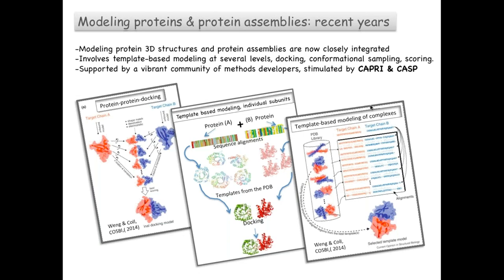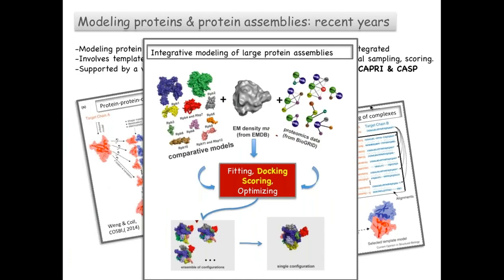And even later on, what happens today is that you combine all these approaches into what you probably know well in BioExcel as integrative modeling of large protein assemblies, or of more complex biological components. So it's combining different things: comparative modeling, this homology-based modeling, with docking, fitting, also using proteomics data and density maps from electron microscopy, and building these much more complex assemblies. This is how everything is coming together. Now, this is the picture in which we operate nowadays in CAPRI.